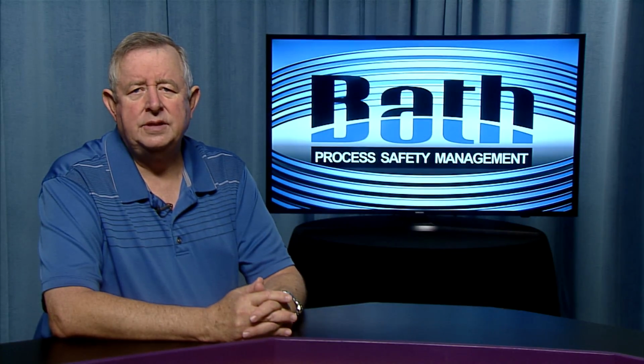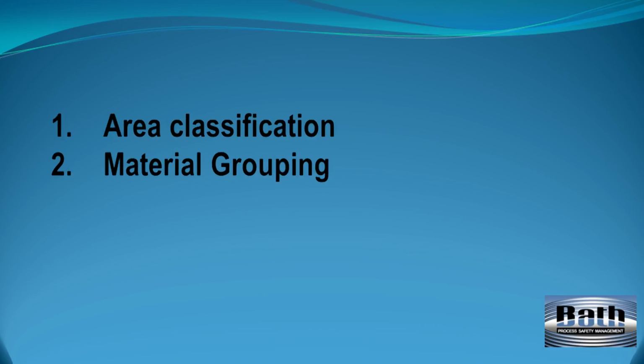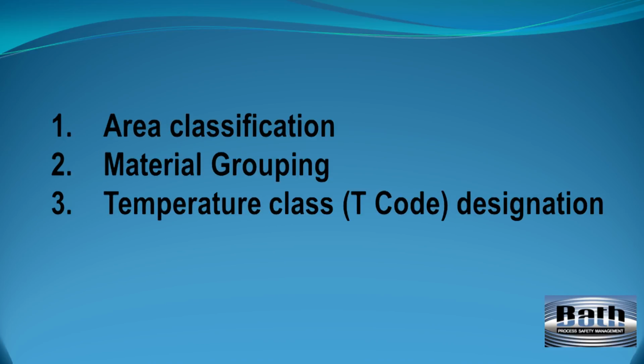The proper selection and installation of electrical and electronic equipment and electrical systems is dependent on knowing the area classification material grouping and either the temperature class T code for Class 1 areas or ignition temperature of the dust for Class 2 areas.